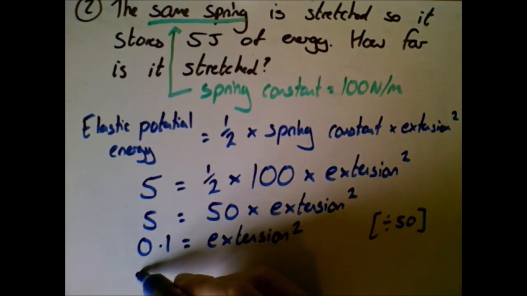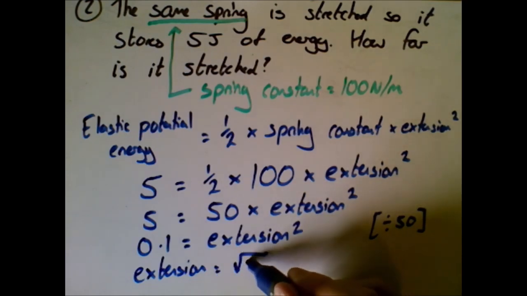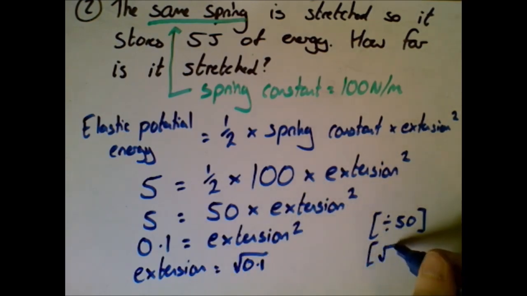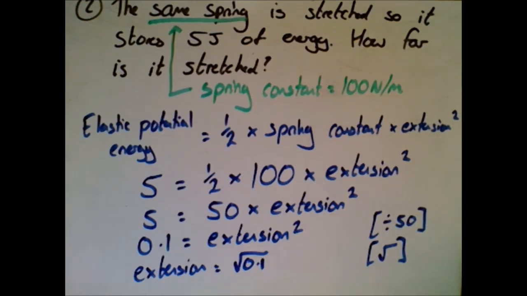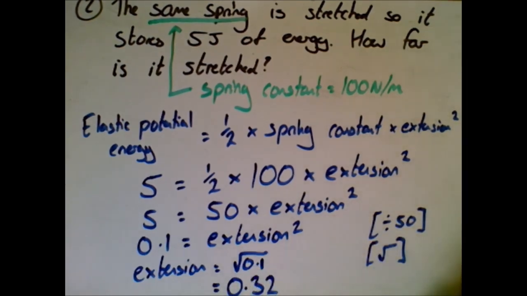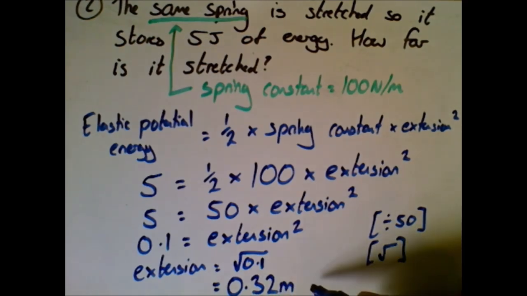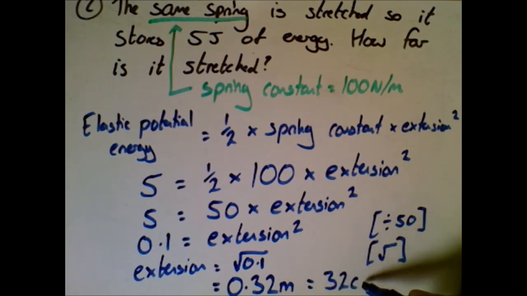And so hopefully you can see then if I actually want to calculate the extension, I need to find the square root of 0.1. So I've effectively square rooted both sides. And if I do that, let me just stick it into the calculator, I get an answer of 0.32 if I round it to 2 decimal places. So 0.32, and it's an extension, so that's going to be in metres. You may, of course, write that as 32 centimetres.